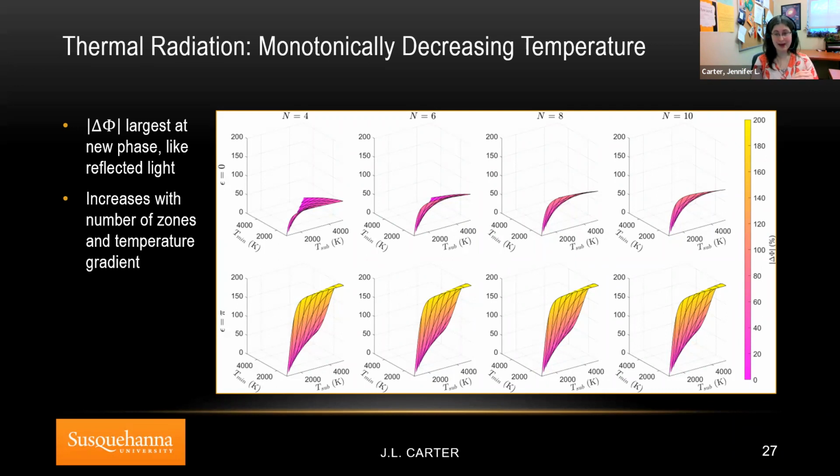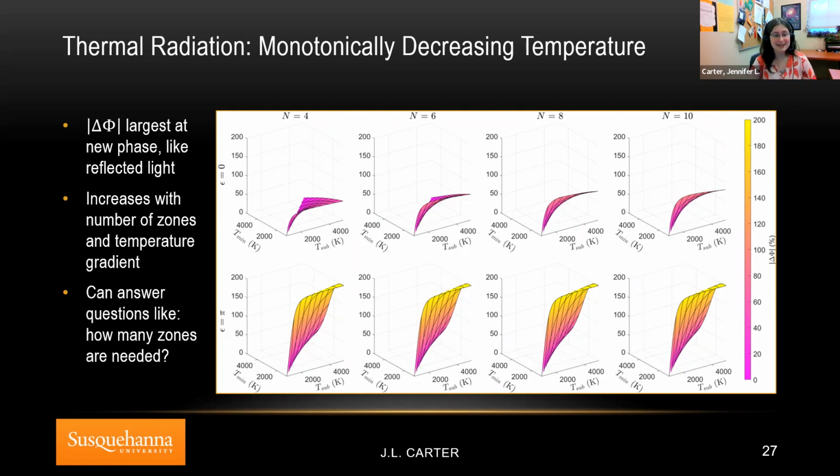We see that same pattern. The difference increases with number of zones. There's diminishing returns, and it also increases with temperature gradient. The largest difference occurs for something like a 5,000 Kelvin substellar point temperature and a 2,000 Kelvin minimum temperature.